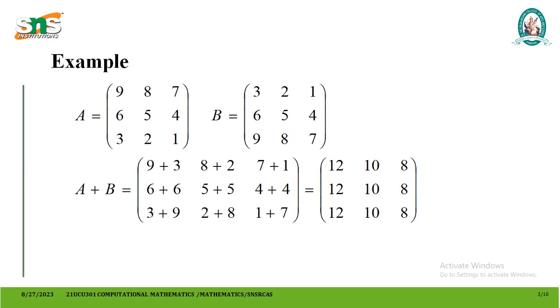So let's see the example of matrix addition. So consider two matrices A and B. We have to add these two matrices. So for adding, we have to add the first element of the matrix A with the first element of the matrix B. Here the first element of the matrix A is 9 and the first element of the matrix B is 3. So we have to add these two values. So the same way will be followed for the remaining elements also. Then the resultant matrix is obtained, that is A plus B.